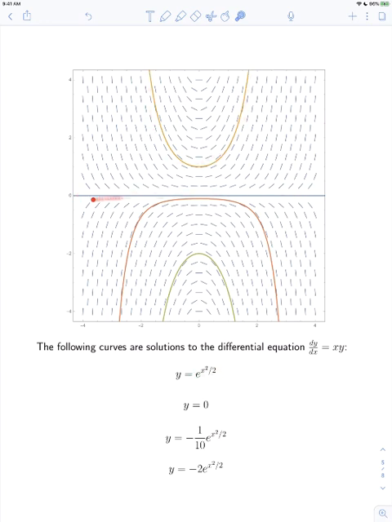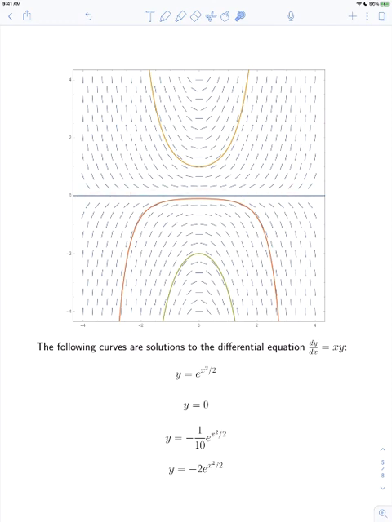Again, the x-axis is here and the y-axis is here. It's just not drawn in because it makes it a little bit easier to see the slope field. So the top curve that's drawn in is y equals e raised to the x squared over 2. So that's this one. The next one is y equals 0. That's the x-axis. So that's a solution to this differential equation, because if you look at the function y equals 0, then x times y is equal to 0, but it's also constant. So dy/dx, if y is constantly equal to 0, dy/dx is also equal to 0. So y equals 0 is a solution to the differential equation.